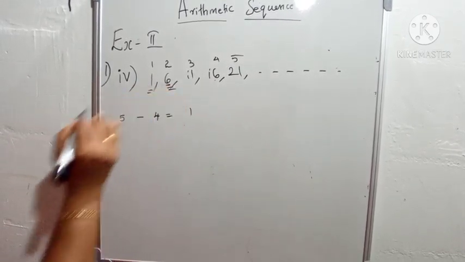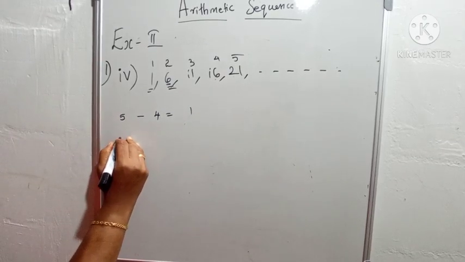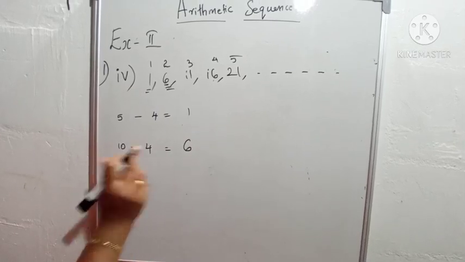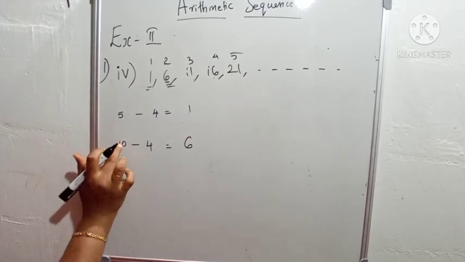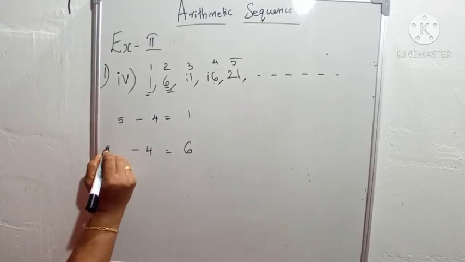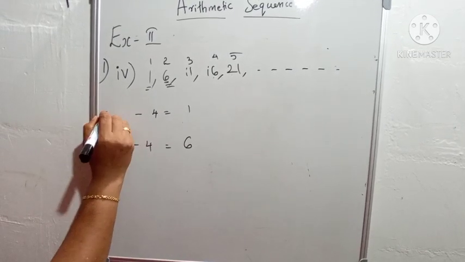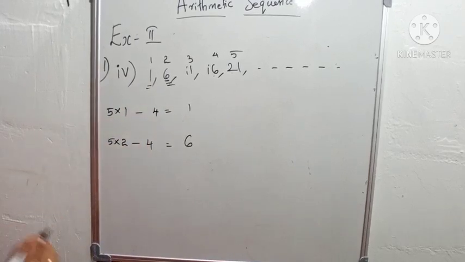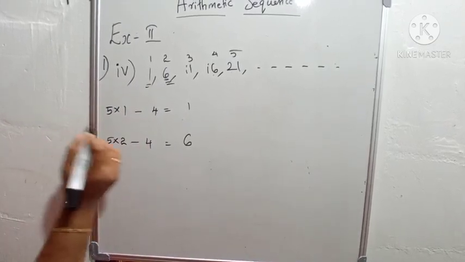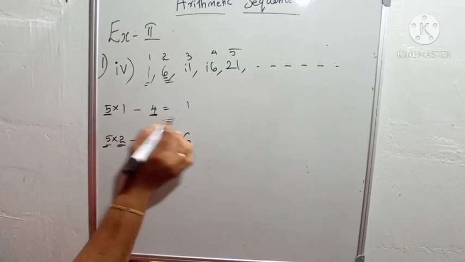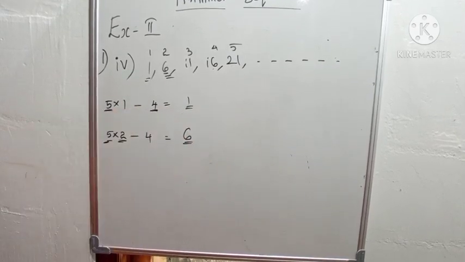And what about 6? 6 is, yes, 10 minus 4, right? 6 is 10 minus 4. And we know that 10 is 5 into 2, right? 5 is 5 into 1. Now I am going to connect the positions and multiples of 5 and these terms.